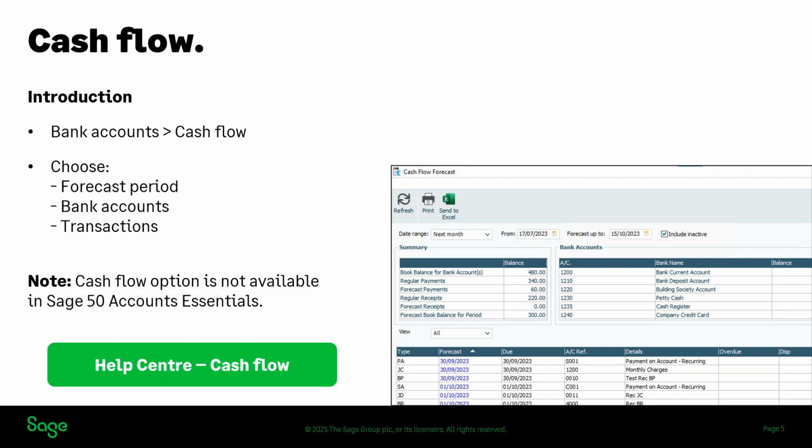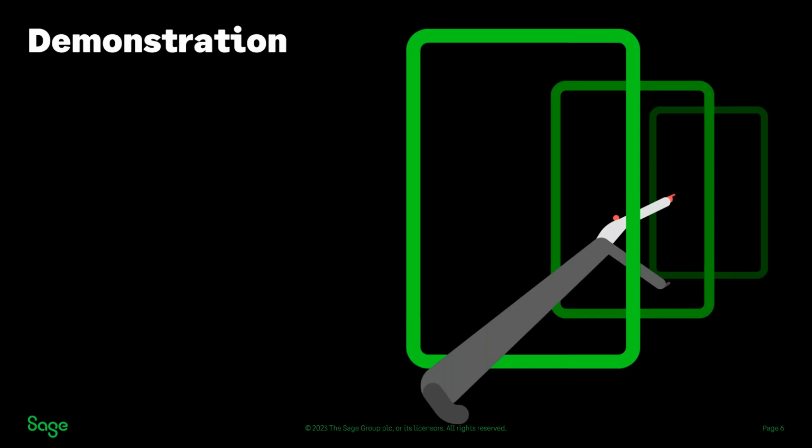Now, if you have downloaded the handout, the link at the bottom there, the help center to the cash flow, will take you to the relevant article, which I'm almost going to run through today to explain the information that's available within that cash flow forecast screen. So let's just get stuck in. We'll switch across to my screen now, and we'll run through a bit of a demonstration for you.